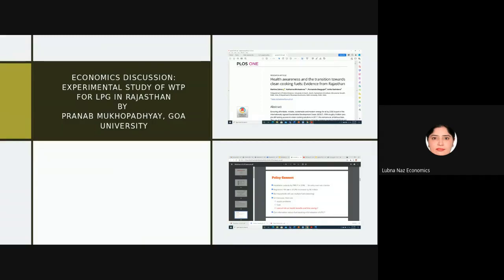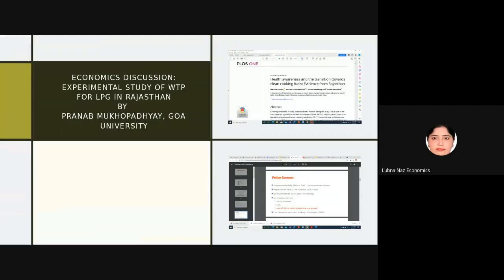So this study found that, because this study was about making a control group and a treatment group, those who were provided the health information about LPG increased their consumption of LPG, but not by a large magnitude. It increased by just 30% in the households. So that was the takeaway from this study.